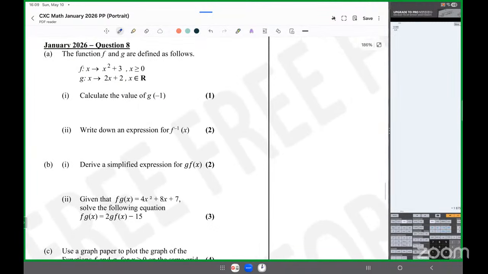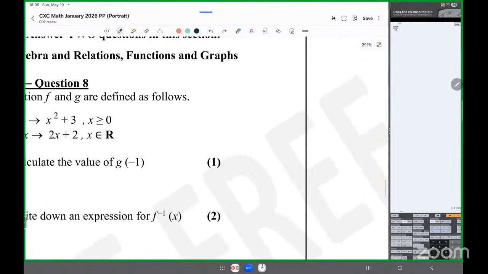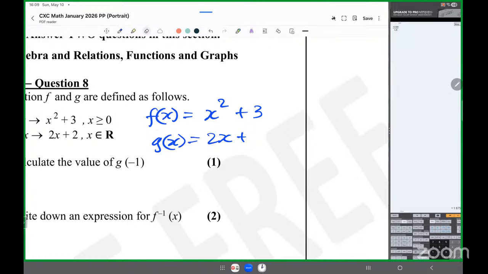This question says F and G are defined as this is F and that is G. So F is a quadratic, G is a line. But this F is only valid for x greater than or equal to 0. So it's from 0 onwards, right? It says we must find G of -1. So we're going to plug the -1 in the G function. Now this is the same as f of x equals x squared plus 3. And this is the same as G of x equals 2x plus 2, right? Remember that.